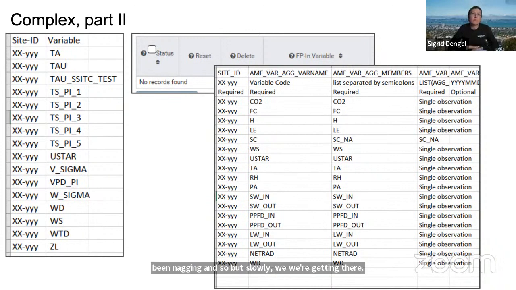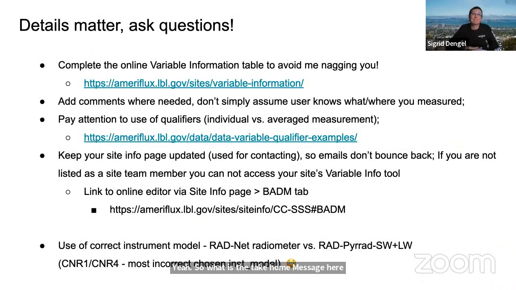So what is the take-home message here? Details matter. Please fill in your variable information table, so you don't get emails from me saying, please, can you? And like in Justine's case, please add comments where you find that the information is not enough, by simply adding the variable information and the depths. Add a comment so the user knows where and what you measured, and don't simply assume they know what it is, like in the last example I showed. The user does think, yeah, 5 soil temperature measurements, but actually it's water temperature.